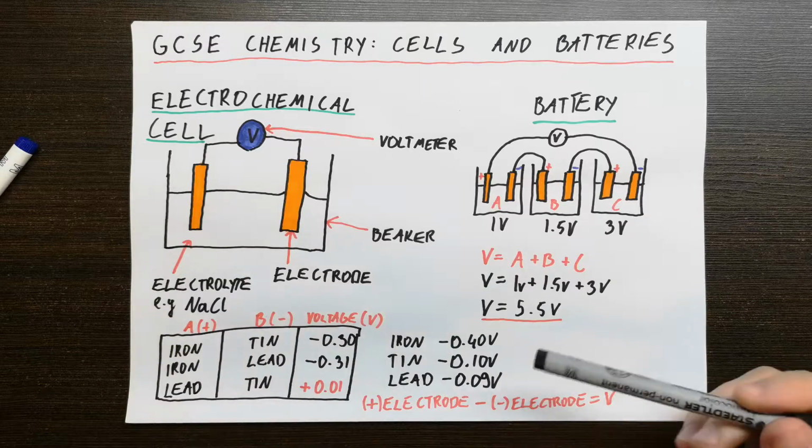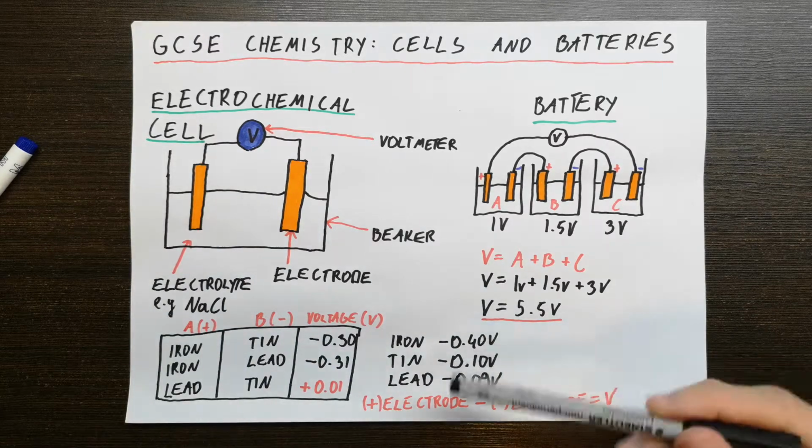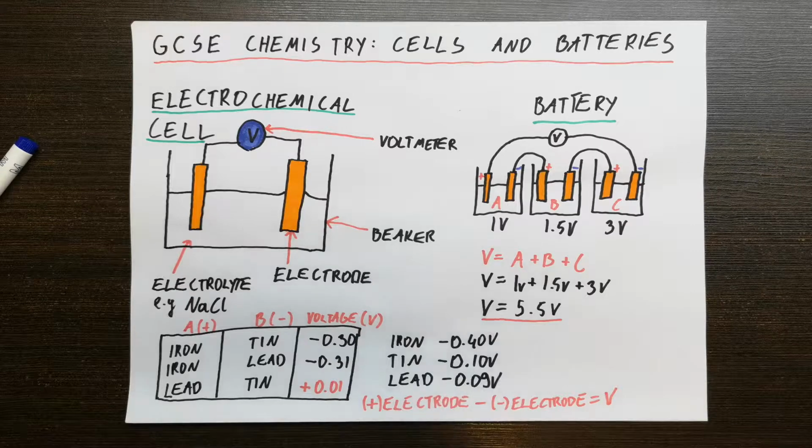Now we can do that from the ground up like we did here, using these original inherent voltage values for all these different metals at a particular electrolyte.